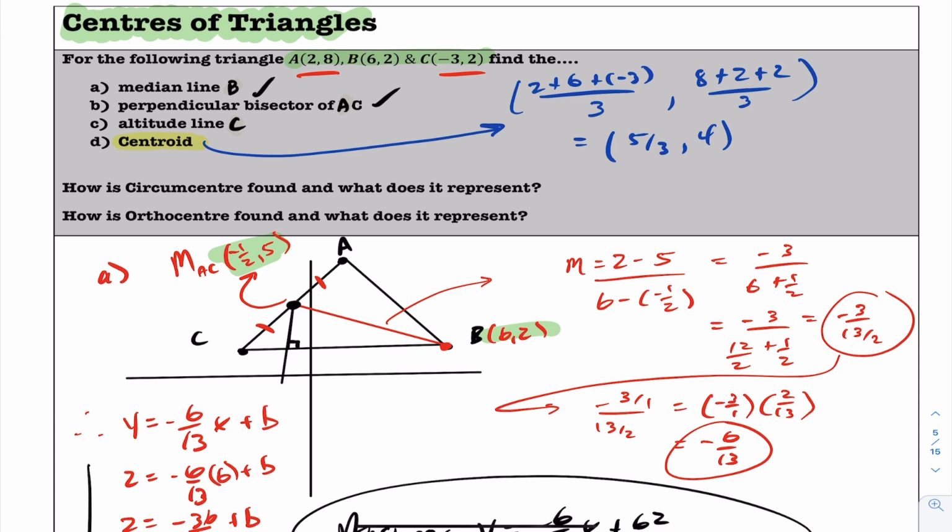So again, you can do this a long way. You can go ahead and calculate the equations of two median lines and find the point of intersection of those two median lines, but you will get 5/3 and 4.